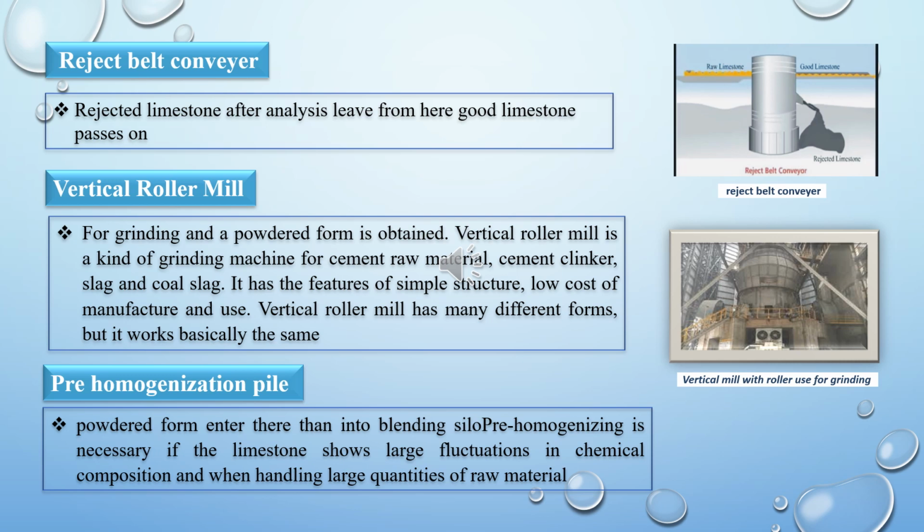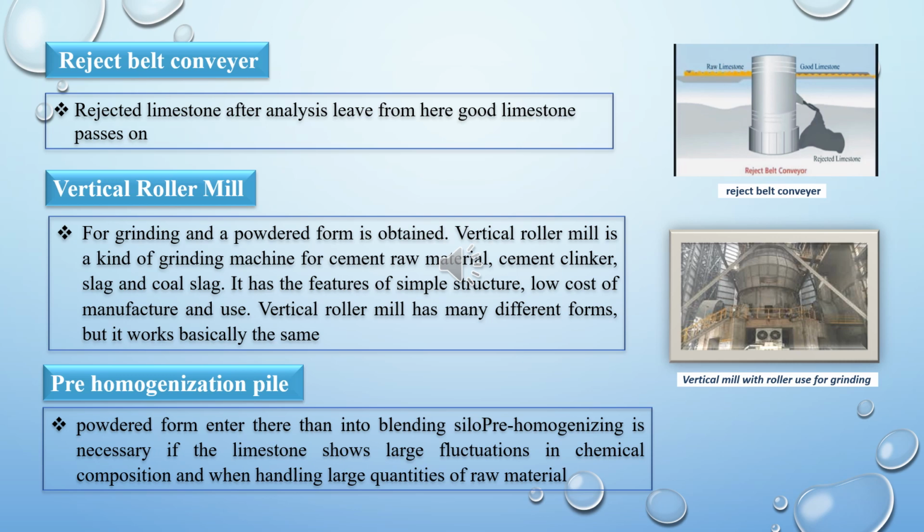Now, the next one is the vertical roller mill, for grinding, where powdered form is obtained. The vertical roller mill is a kind of grinding machine for cement raw material, cement clinker, slag and coal slag. It has the feature of simple structure and low cost of manufacture and use. Vertical roller mills have different forms, but they work basically the same.